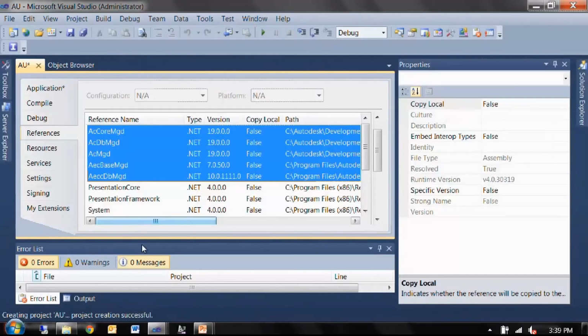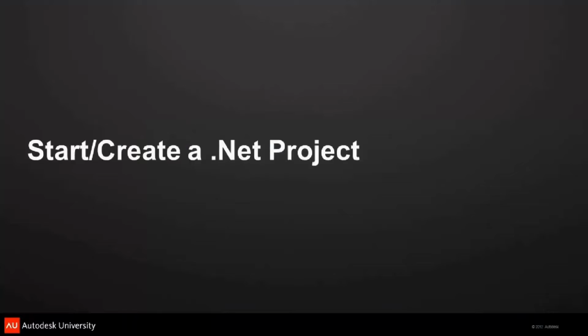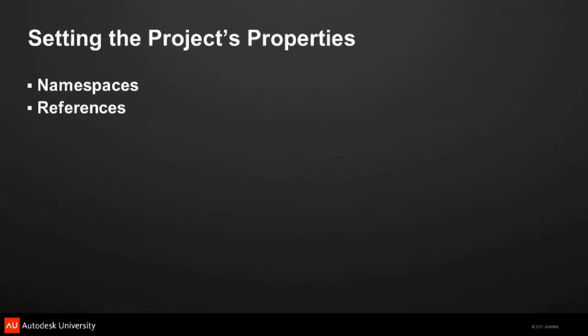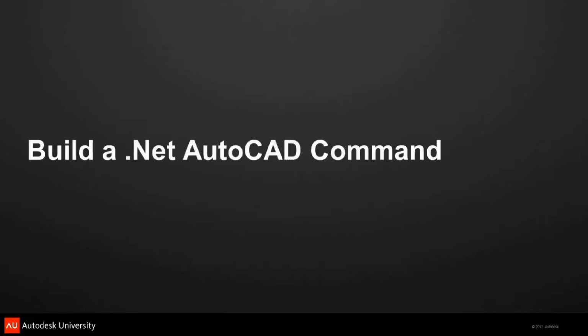Very simple to do with the templates that Autodesk has. I didn't really do anything. I just walked you through and explained what it did. So we created our project. And when we created our project, we walked through a little bit about the namespaces, and we'll look at that in a little bit more detail as we get farther in. And we did take a look at our references as we went along as well. So now let's go ahead and build our .NET AutoCAD command.